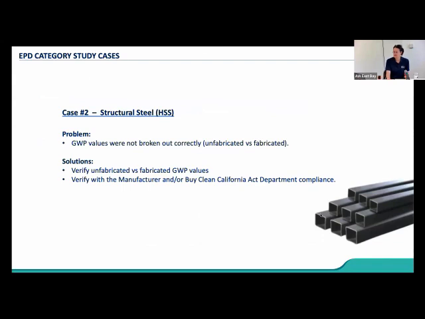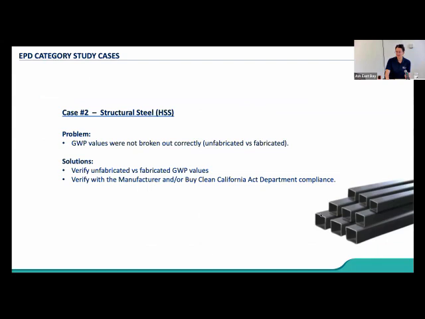For structural steel, there's a bunch of different types of structural. There's hot roll, there's plate, there's hollow. We have been encountering more issues with hollow than some of the other structural steel material categories, which is why I wanted to highlight it.